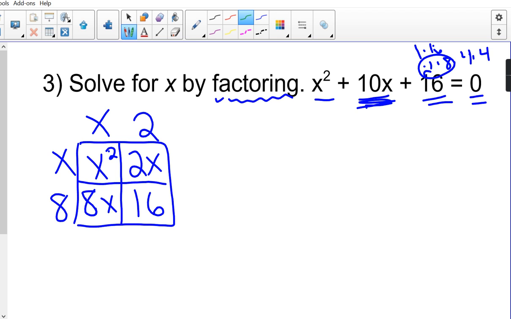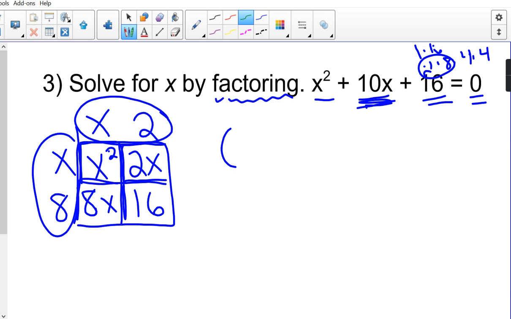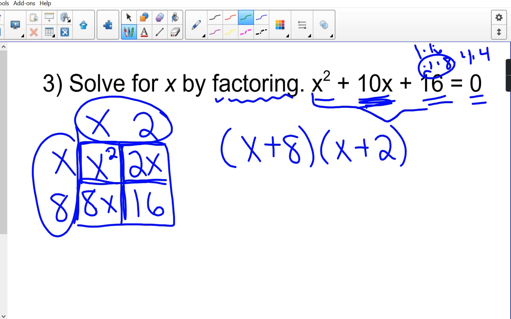Okay, so let's just check that that works. X times x gets x squared, x times 2 gets 2x, 8 times x gets 8x, 8 times 2 gets 16. So what are the factors here? X plus 8 and x plus 2. So I'm going to write out the factors. X plus 8 times x plus 2. That's another way of rewriting this expression. And we still need to write that that is equal to 0.